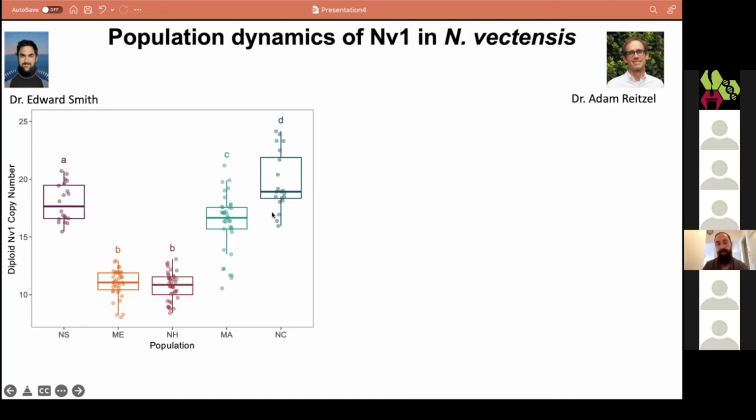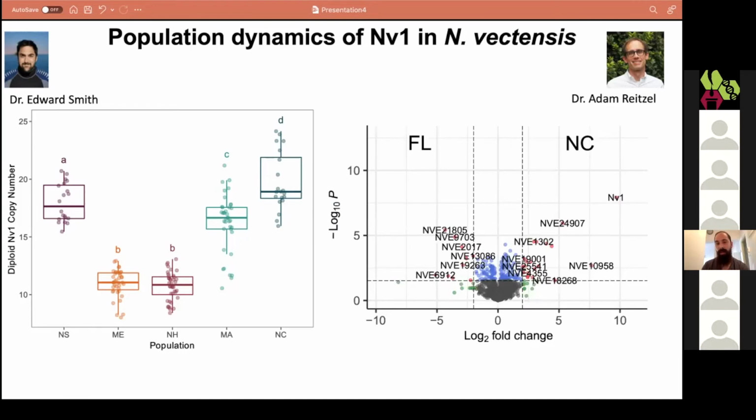We also see that there's a positive relationship between the copy number of NV1 and its expression. We then wanted to explore what is happening at the protein level, because venom is acting at the protein level. We then performed comparative proteomics between two different populations, Florida and North Carolina. And we found that NV1 is the most differentially abundant protein between these two populations, confirming that indeed the contraction or loss of copies of NV1 results in the almost total loss at the protein level compared to North Carolina.